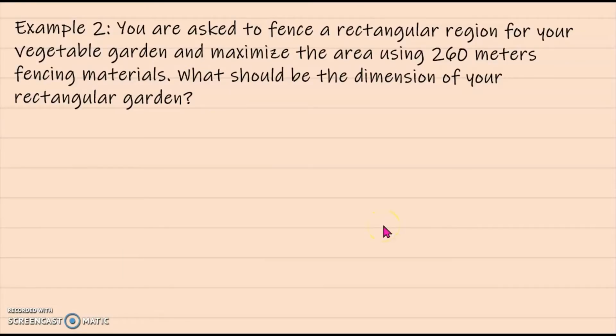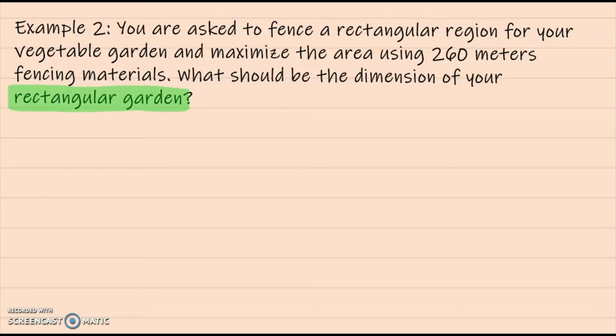Let's have now our second example. You are asked to fence a rectangular garden region for your vegetable garden and maximize the area using 260 meters of fencing materials. What should be the dimension of your rectangular garden? Okay, so first thing, we know here that what we have is a rectangular garden.